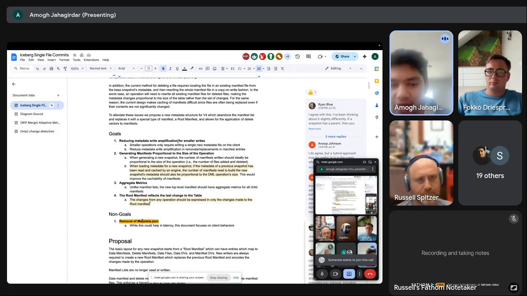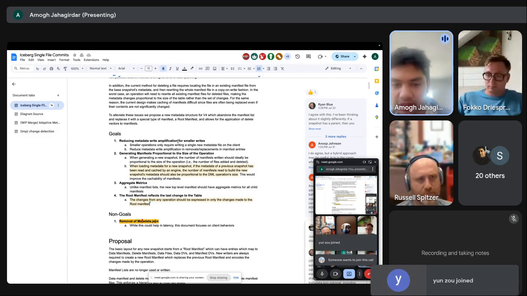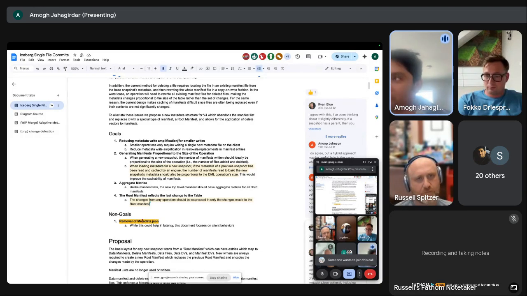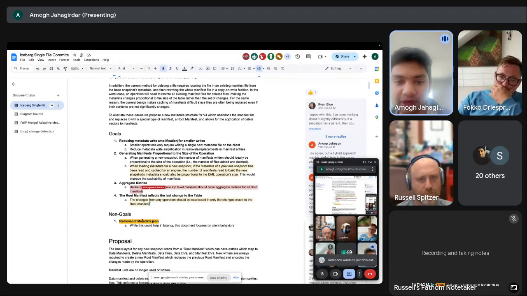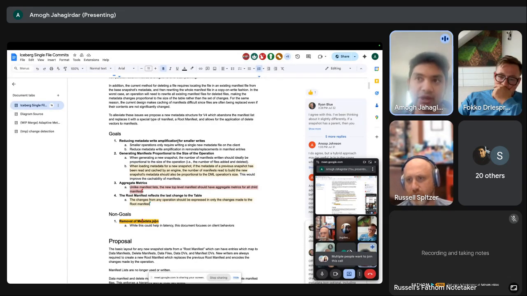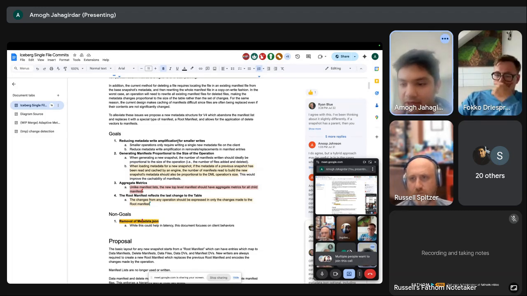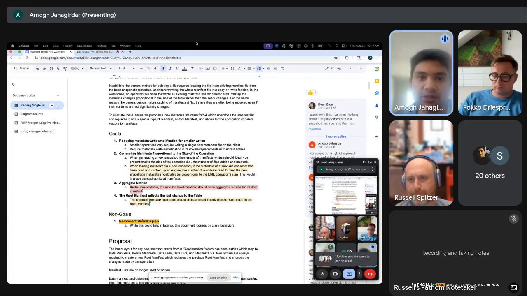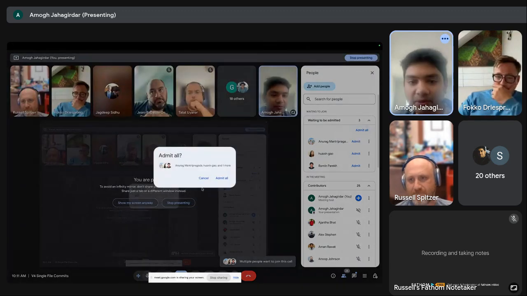Something that is considered out of scope for this is the removal of the metadata JSON. This is something that's been discussed in the community. There are other somewhat related discussions around server-side commits through IRC, but effectively that is not considered part of the content metadata tree, at least as far as this proposal goes. Any questions here while I admit people?